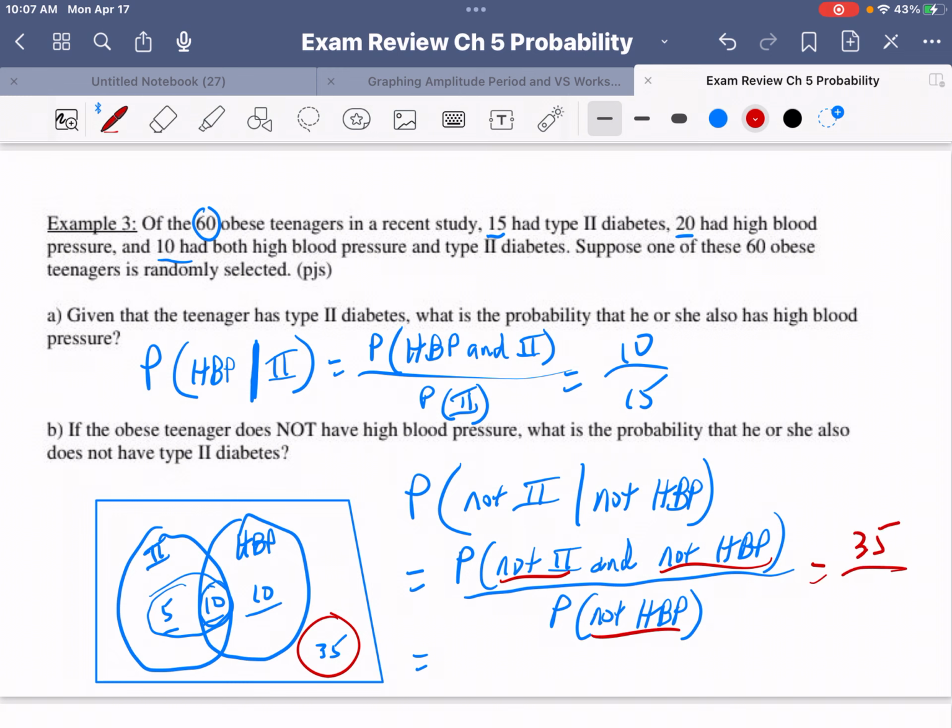Not high blood pressure is these people do not have it, and these people do not have it. So that's a denominator of 40. So grab your calculator and get that answer.